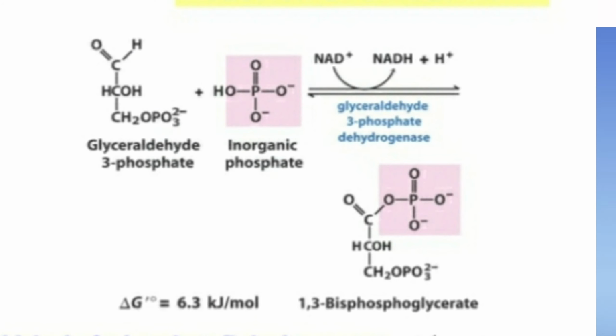Here, glyceraldehyde 3-phosphate, by the addition of inorganic phosphate which is found in the cytosol, helps in the formation of 1,3-biphosphoglycerate with the help of an enzyme glyceraldehyde 3-phosphate dehydrogenase along with the formation of NADH.